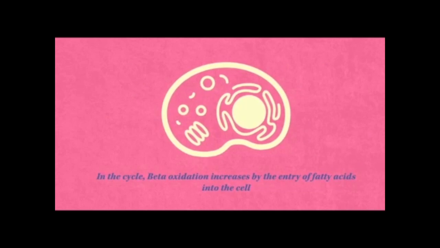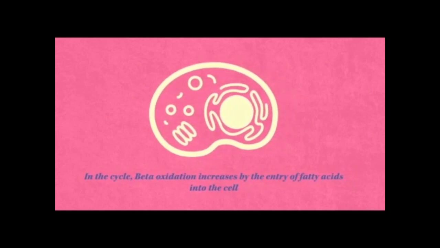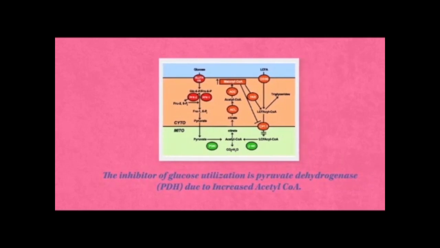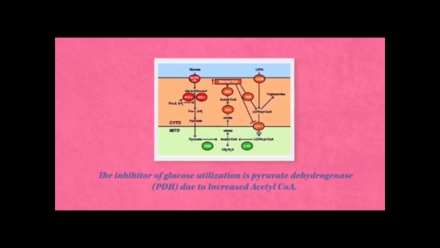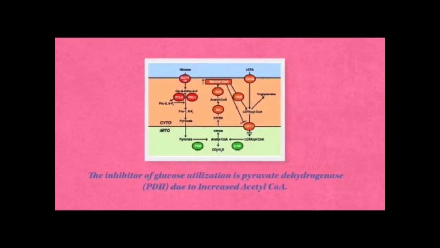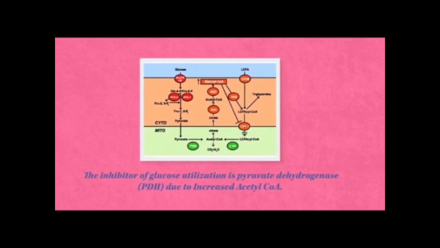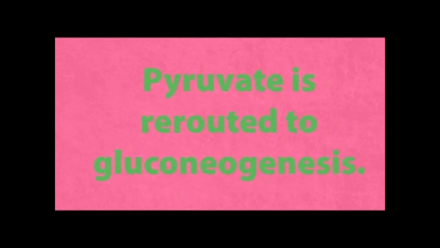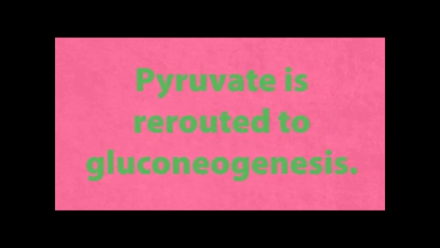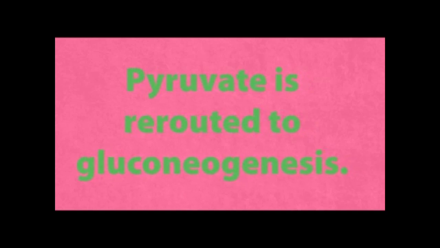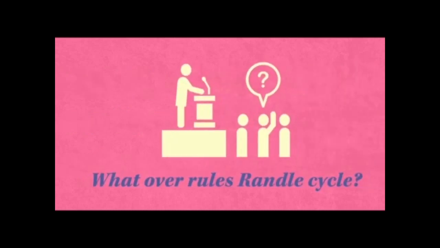In the cycle, beta oxidation increases by the entry of fatty acids into the cell. Since beta oxidation is responsible for breaking down fatty acids to acetyl-CoA, acetyl-CoA will increase, and this will lead to the inhibition of PDH. Therefore, pyruvate is rerouted to gluconeogenesis, since the pyruvate cannot be broken down to acetyl-CoA and will be converted to glucose. So then, what can overrule the Randle cycle?